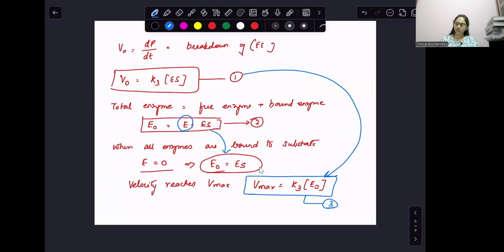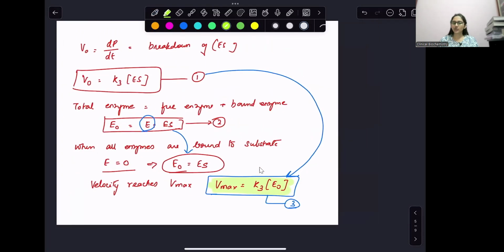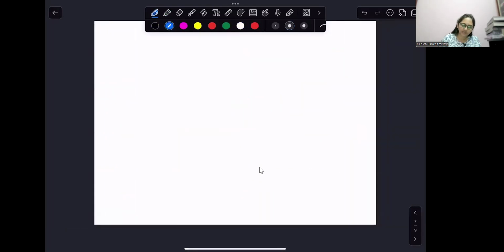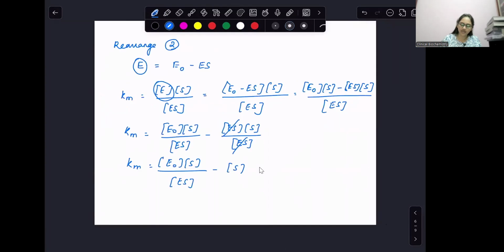Now take this third equation. That is Vmax is equal to K3 into E0. So what is E0 from this equation? Let me rearrange the third equation whereby I get E0, which is Vmax divided by K3. Okay. Now I will substitute this E0 here, in this equation. Let's just name this equation to be 4.